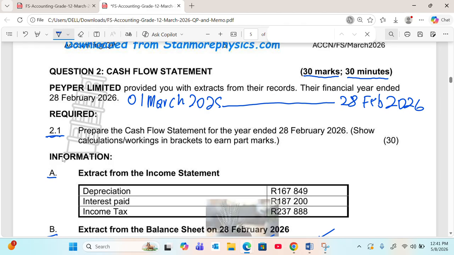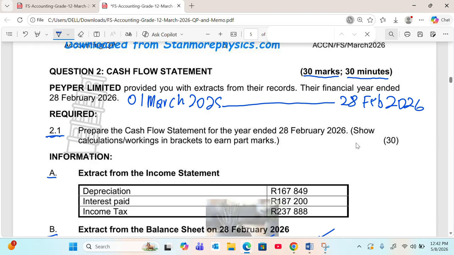All right, thank you. So here we are required on 2.1 to prepare the cash flow statement for the year ended 28 February. Please as well show calculations, workings in brackets, to earn part marks. Always guys, in accounting, just like any other practical subjects, you always need to show calculations so that you can get those extra marks.